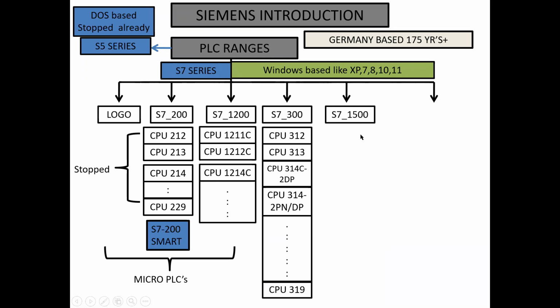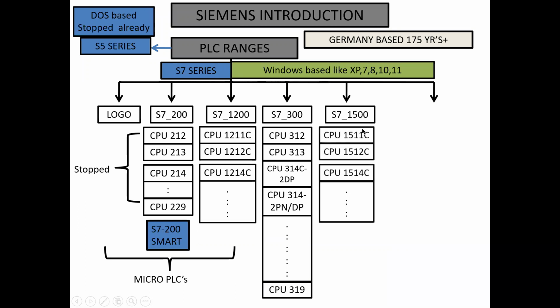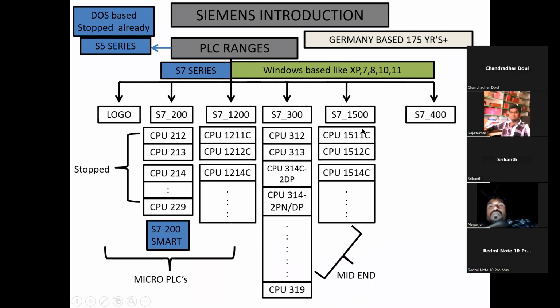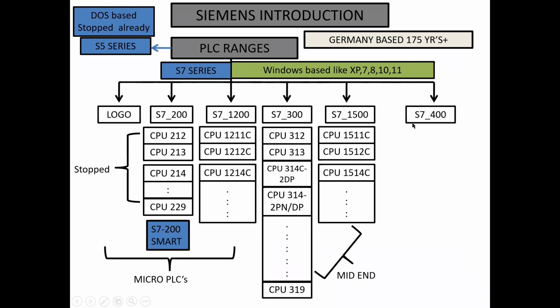And in the 1500 they are also including the 400 series. Nowadays they are including the 400 series also in the 1500, so they will stop the production of the 400 also. These are named like 1511C, 1512C, 1514C. For medium and high-end applications, you can use this 1500.